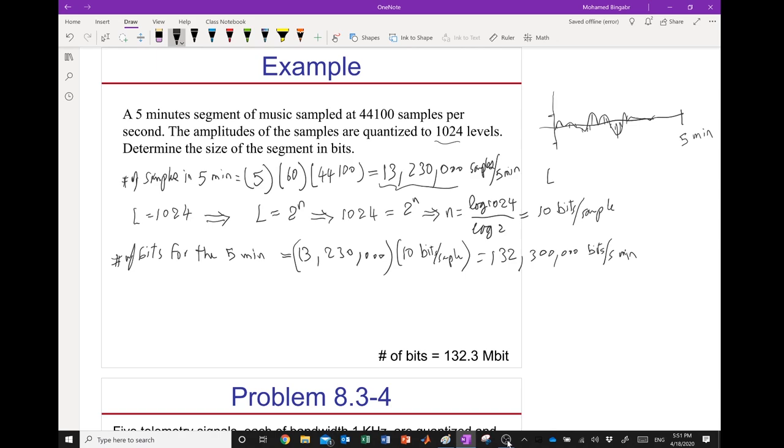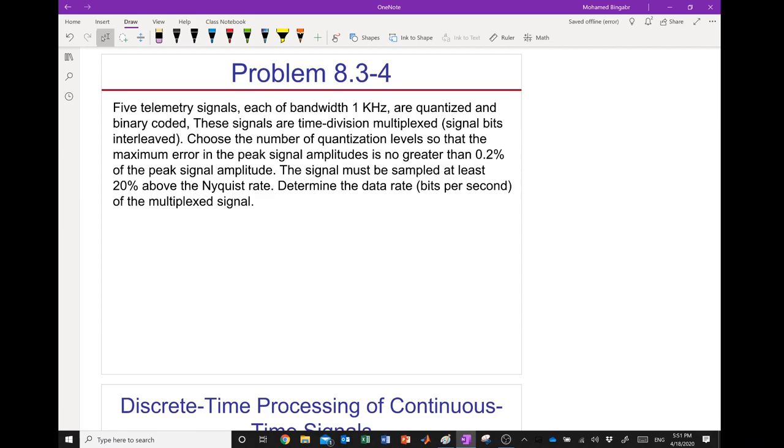Okay. Let us look at this example. Now, 5 telemetry signals, this is like in the medical field and hospital. 5 telemetry signals, each of bandwidth 1 kilohertz. So let's draw the 5 telemetry. You can think of these telemetry as like a monitor for every patient, and they are wired to the nurse station, and one nurse can see the screens of 5 patients.